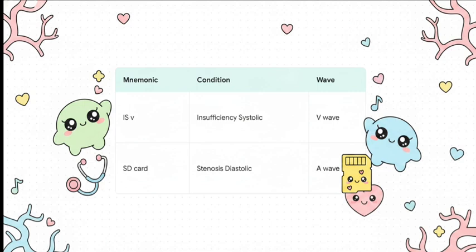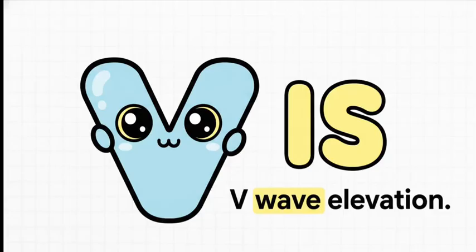So let's isolate the first of these scenarios. Let's actually chunk this dense information down a bit. We're going to focus strictly on the ISV portion first. The IS part stands for insufficiency during the systolic phase. Simple enough. But what about that little lowercase v tacked onto the end?